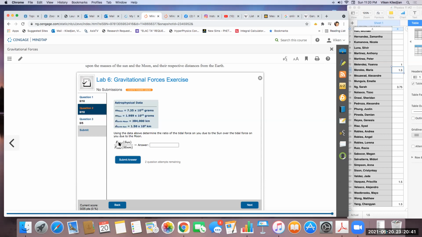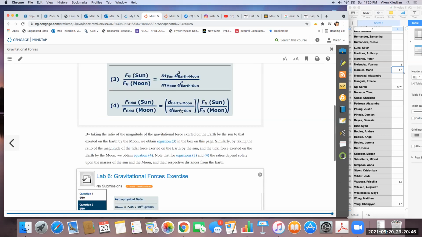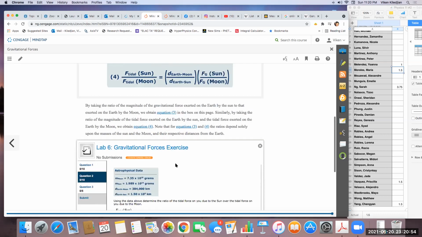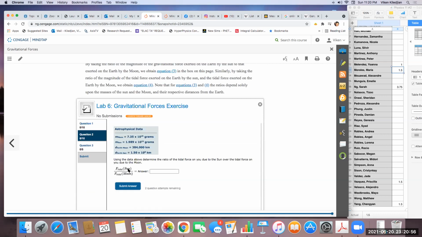And then for those first two, well, for this one, you're actually comparing the tidal forces. So you use this next equation right here. Whereas the first one, you're comparing the gravitational forces. So one of the things you should find here is that the tidal force of the sun on you is going to be less than the tidal force of the moon on you. So in other words, this ratio should be less than 1 if you do it correctly. The sun causes less tidal force than the moon.